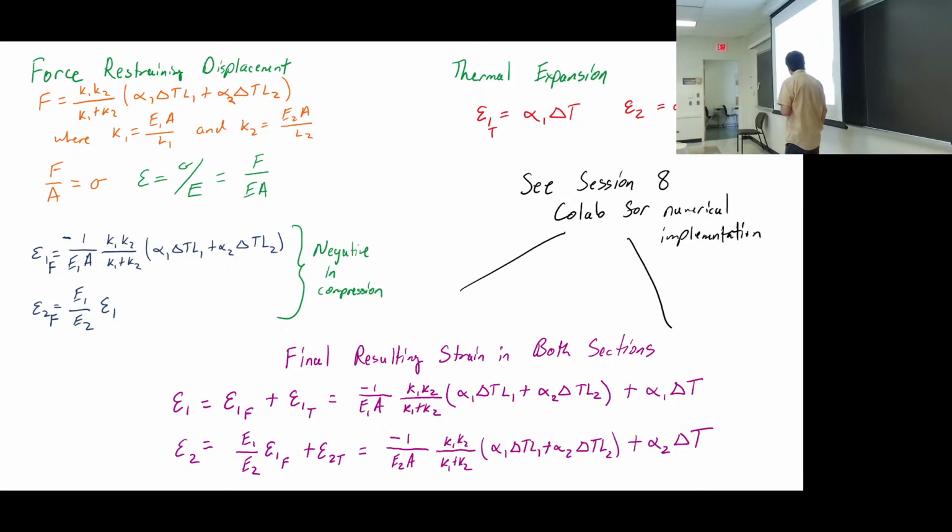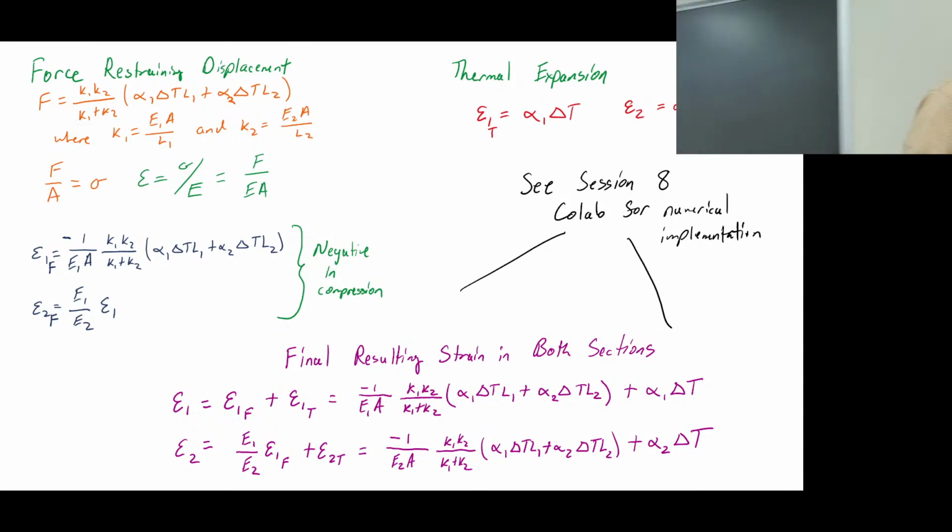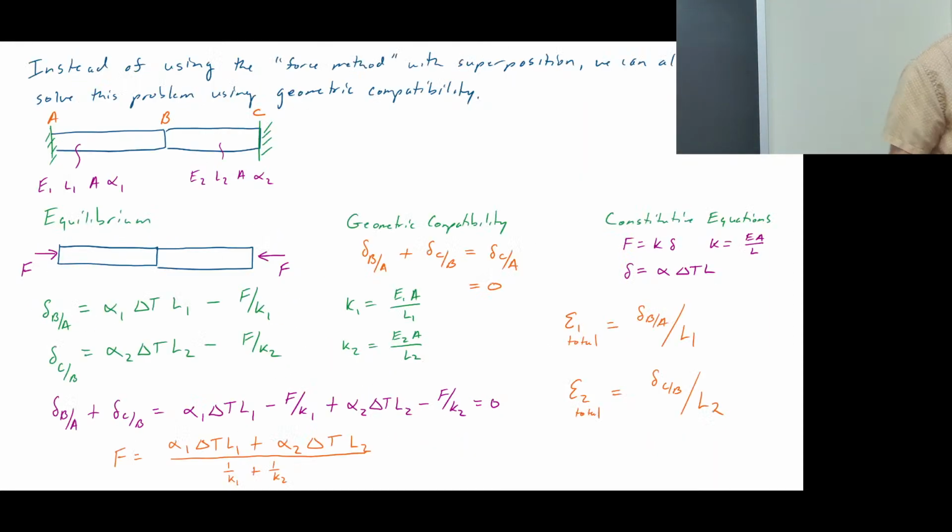You can foresee a situation where you have a very stiff material, like a high E, and you have a very high thermal coefficient of expansion, say on the left side, and let's say that the lengths are the same. Do I have space over here? I don't. Okay, we'll do it over here. Let's say that I have this situation.